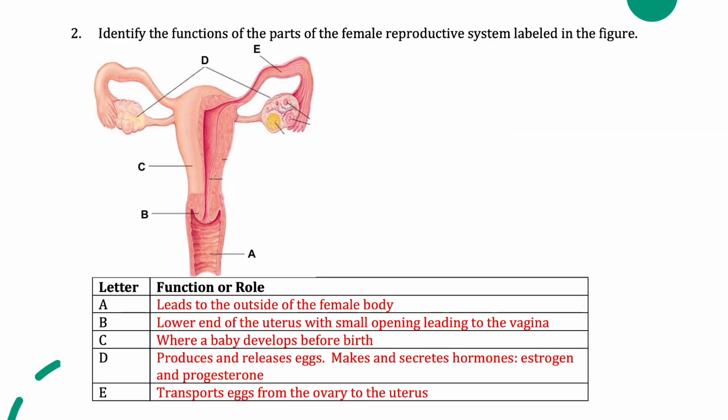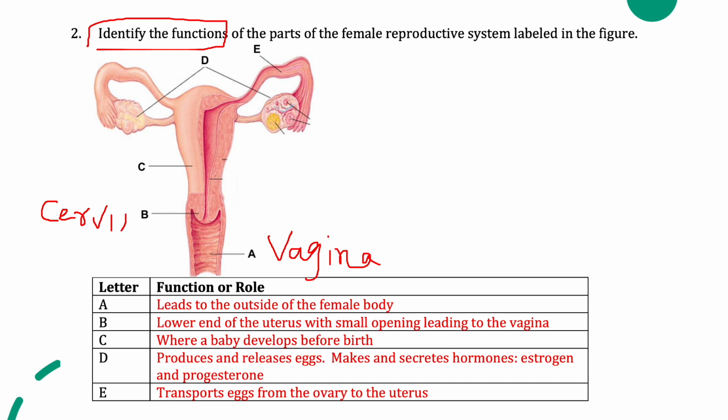We have the labelings over here, A till E, and we need to identify the functions. They are not asking us to do the labels, so you don't need to label, but you can only know the functions if you know the names. So we will do the labelings first. What is A? I'm sure that you know it now. This is called the vagina. And B, which is between the uterus and the vagina, is called the cervix, and C is the womb, or the uterus.